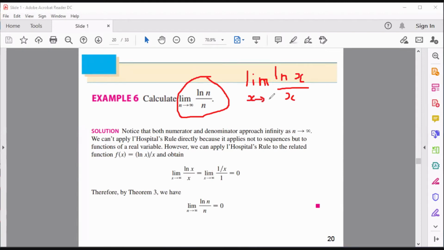That means we evaluate the derivative for the denominator and for the numerator. In order to evaluate this limit, we just have to evaluate the derivative of ln x, which is 1 over x, and the derivative of x, which is 1. And obviously here the limit is equal to 0. That's why this limit equals 0. And once this limit equals 0, then the limit of ln n divided by n when n goes to infinity is also equal to 0, thanks to the theorem studied a few minutes before.